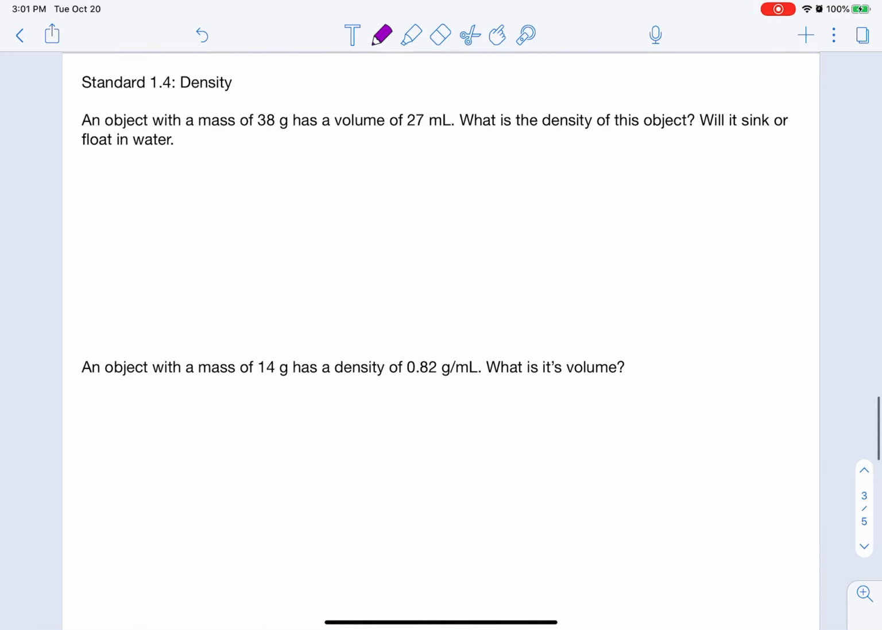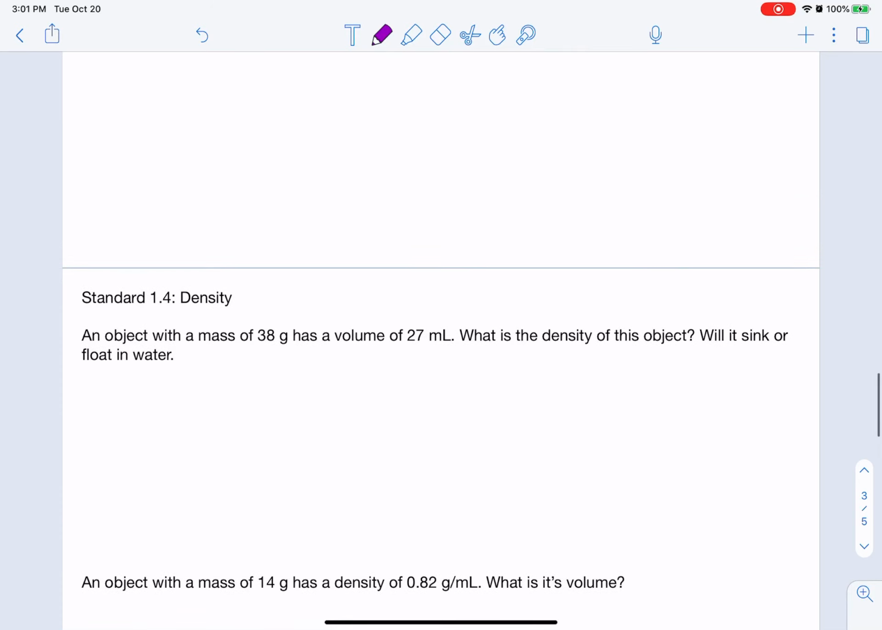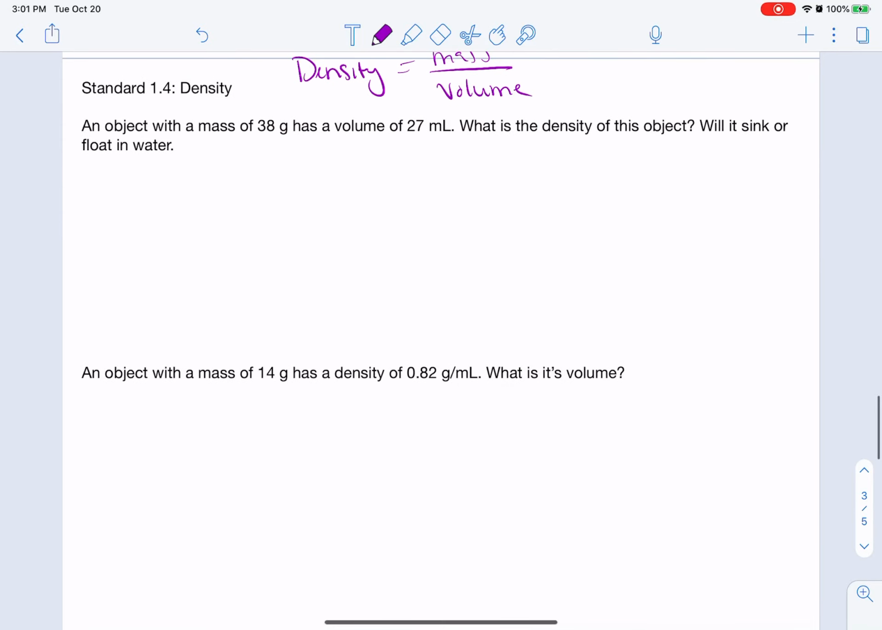Okay, let's review this last standard, which is density, 1.4. One thing when we're talking about density, we need to remember that density equals mass divided by volume. Okay, so here we have an object with a mass of 38 grams, has a volume of 27 milliliters. What is the density of the object?